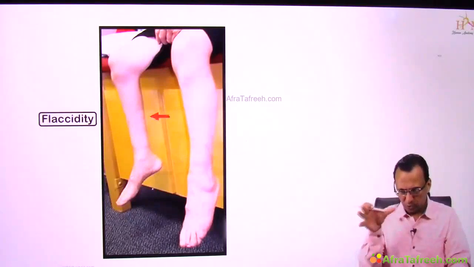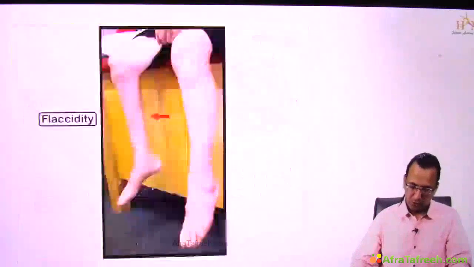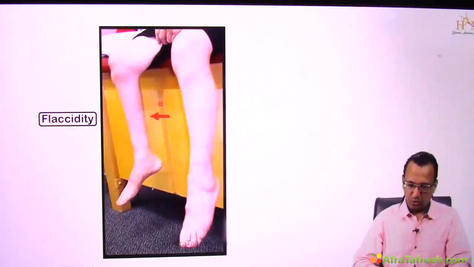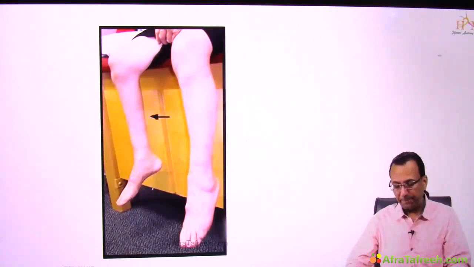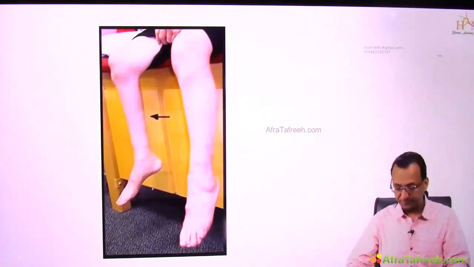Now, this is flaccid paralysis, a polio-like patient. You're feeling the tone. The tone is also not there. That is the point. So, in flaccid paralysis, there will be no tone in the muscle. That is the point. Lower motor neurons are not working. Poliovirus lesion. If you remember, we have discussed this earlier as well.